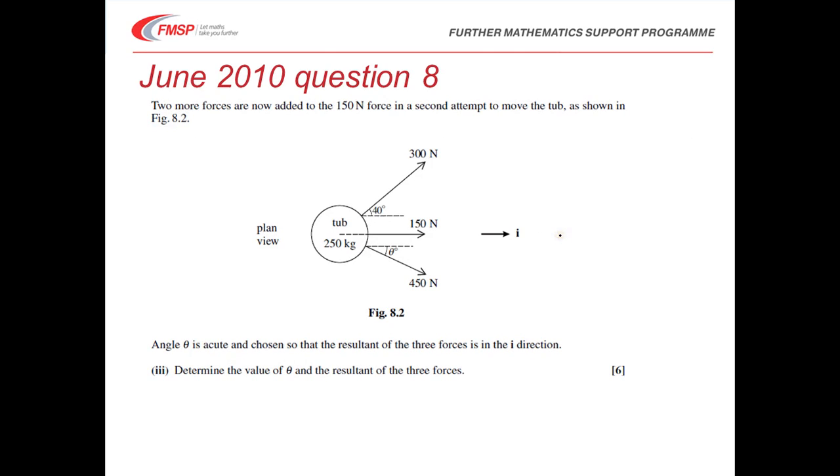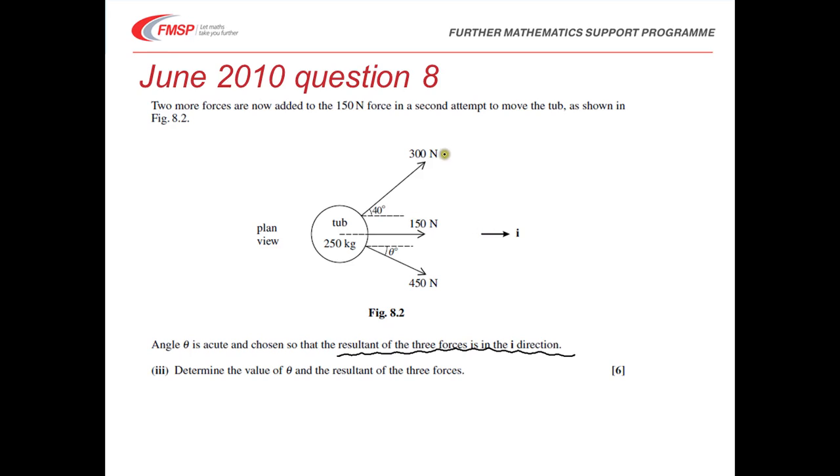2 more forces have now been added in an attempt to move this tub. We have to determine the value of theta and the resultant of the 3 forces. Now it tells us that the resultant of the 3 forces is in the I direction, the I direction being horizontally forwards. So it's telling us there's no motion in any other direction, and in particular there's no motion vertically as we look at this diagram. This is a plan view, so that would actually be left to right. There's no left and right motion. It's all going forwards, there's nothing to the left and there's nothing to the right.